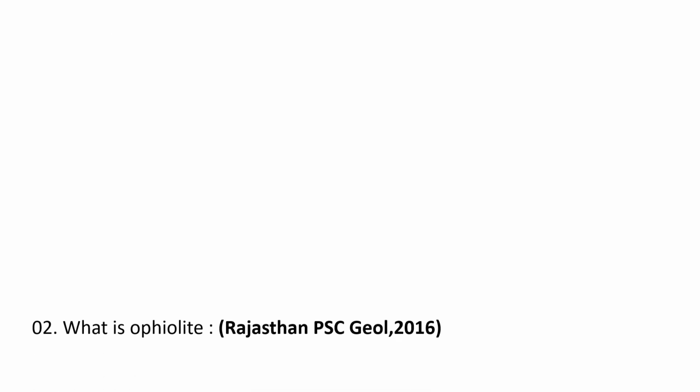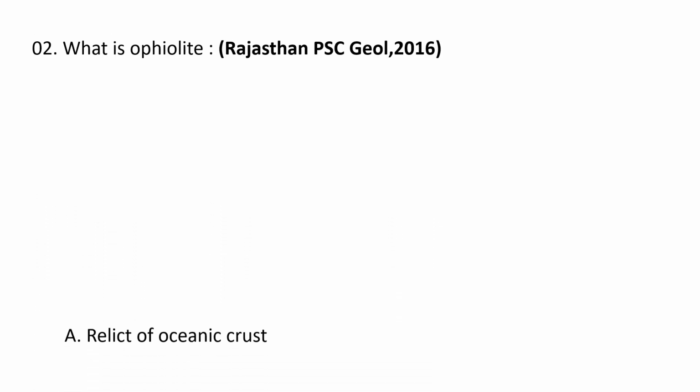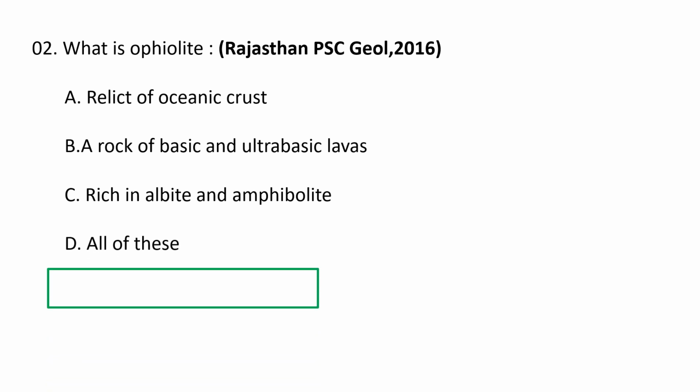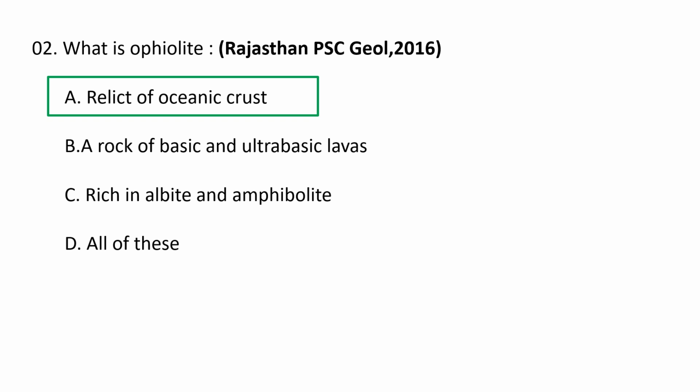Next question. What is ophiolite? So the choices are A. Relict of oceanic crust, B. A rock of basic and ultra basic lavas, C. Rich in albite and amphibolite, D. All this. So ophiolite is a relict of the oceanic crust, and ophiolite is a section of the Earth's oceanic crust and the underlying upper mantle that has been uplifted and exposed. So ophiolite is the relict of the oceanic crust. A is the correct option.